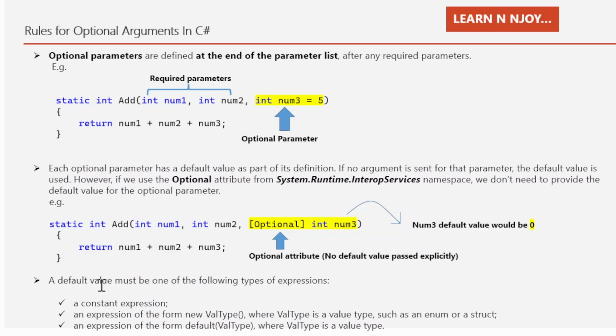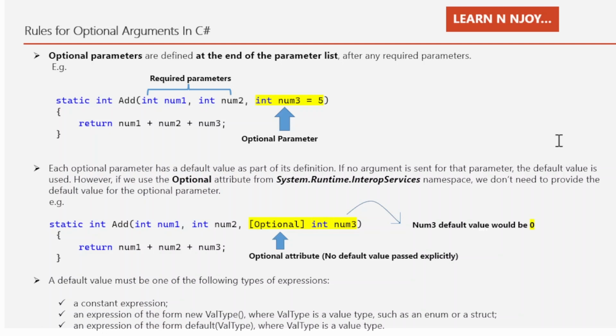Rule number 3, a default value must be one of the following types of expression. A constant expression, for example 5, 10, 15, like this. Expression of the form new valType, where valType is a value type such as enum or struct. So we can pass this enum value or a struct value as part of optional parameter default values. Number 3, an expression of the form default(valType), where valType is a value type. So these three expressions we can use as a default value.